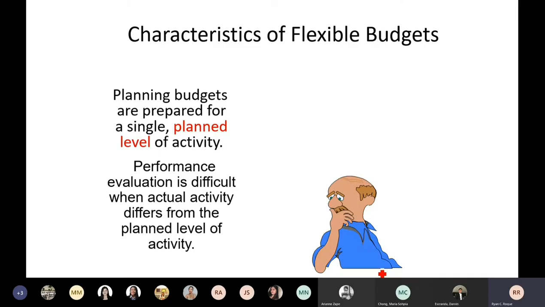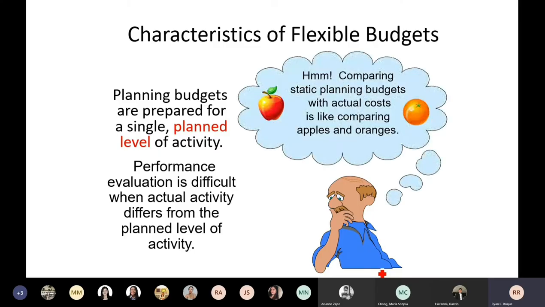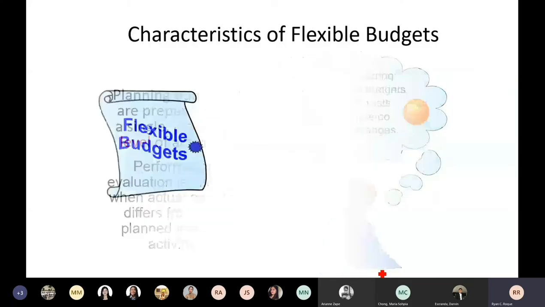Nasabi ko na kanina yan sa inyo. Kasi it's like comparing an apple with an orange. Kung ano ba yung, alin ba mas masarap, apple or orange? Siyempre ibang-iba yung lasa talaga nung dalawa na yan. Alin ba mas mabenta, apple or orange, eh magkaiba rin sila ng presyo. So dapat, pag magko-compare ka, apple versus apple, orange versus orange. Parang ganun lang ang ibig sabihin when we are trying to prepare flexible budget.